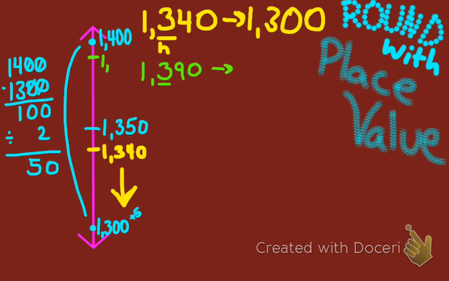Now, it's not exact here. We're just trying to round. So we know that it's up there. Since it's closer to 1,400, we're going to round 1,390 to 1,400.